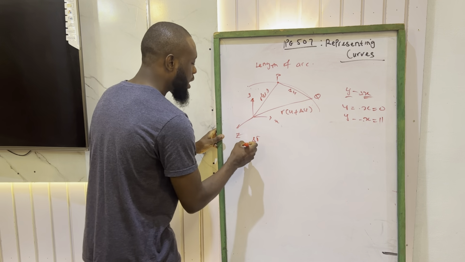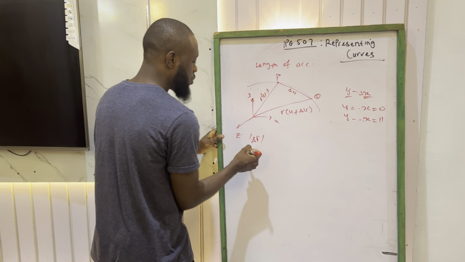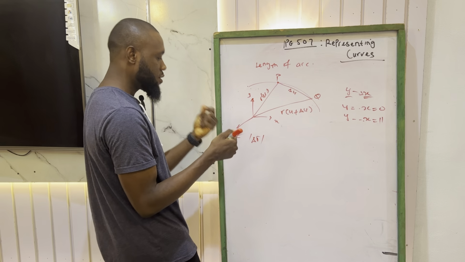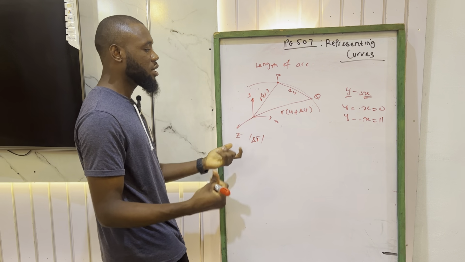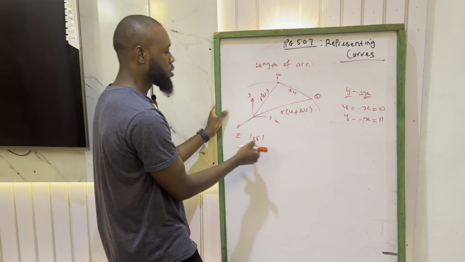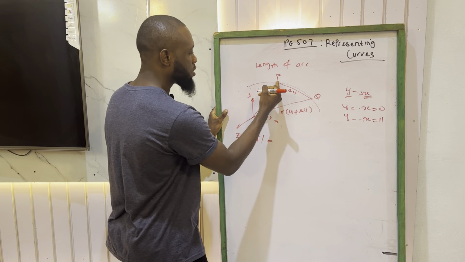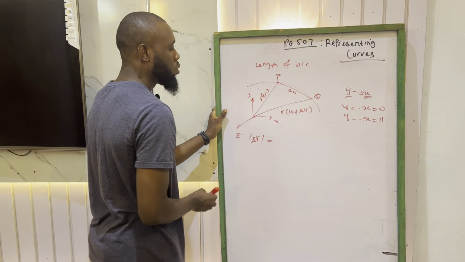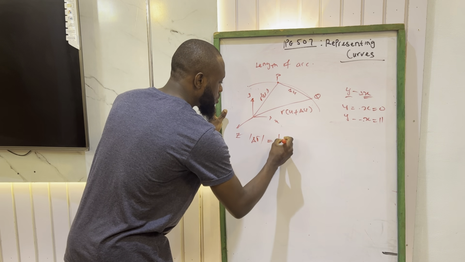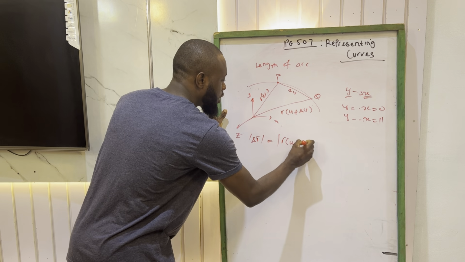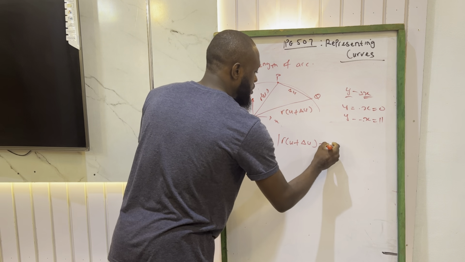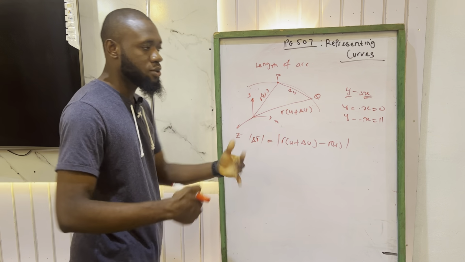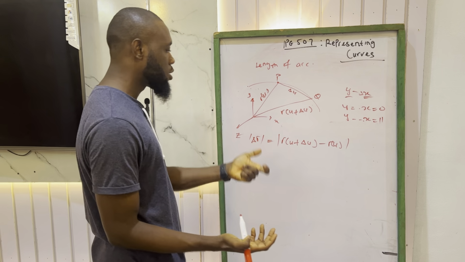Now delta r, when I do this, this means the magnitude, that is the value, the size. Is it 5, is it 10, is it 20? That's what the magnitude means. It is equal to, obviously, point Q minus point P. Our point Q is r of u plus delta u, minus r of u. We take the magnitude here also because I try to get scalar quantities.